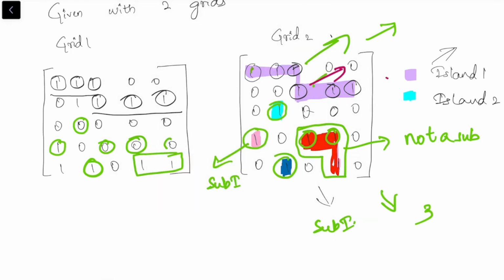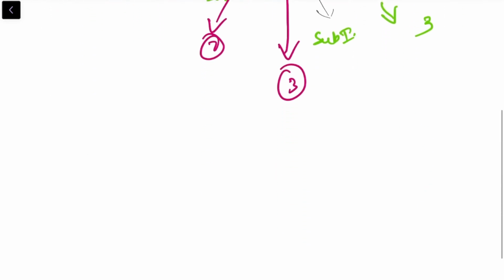This is 1. This is 2. And this is 3. Okay. That's how we need to find the sub islands. What could be the intuition? What will be the intuition?